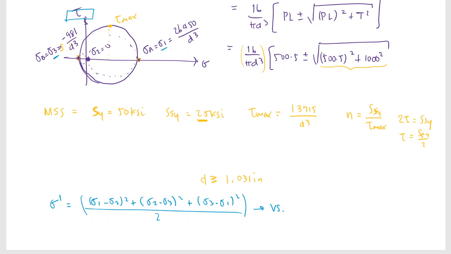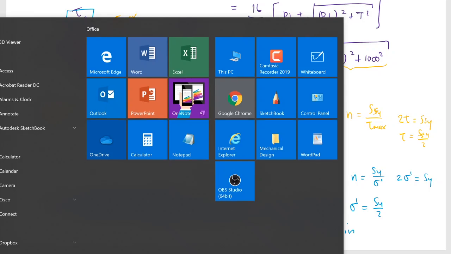Which is the 50 KSI. And then I do the same thing. I want my sigma prime, my von Mises stress, to be half of sigma y, because I have that same factor of safety equal to 2. So if that is 2, then 2 sigma prime is equal to SY, right? And when I do that, I solve for d, I get 1.025 inches, right? So let me go back for a second and explain the different failure criteria as a review.